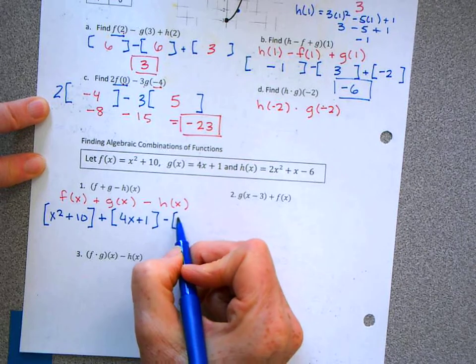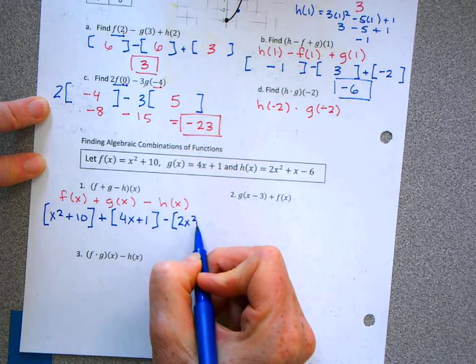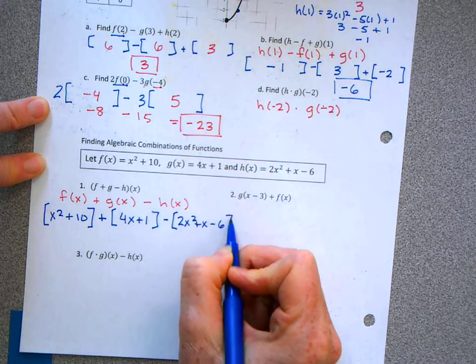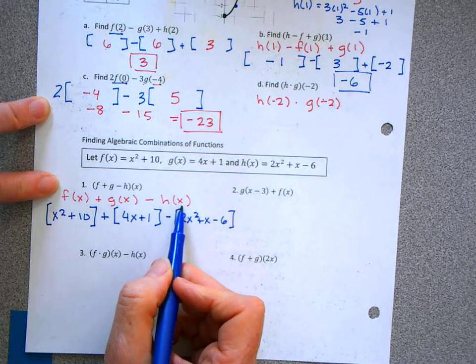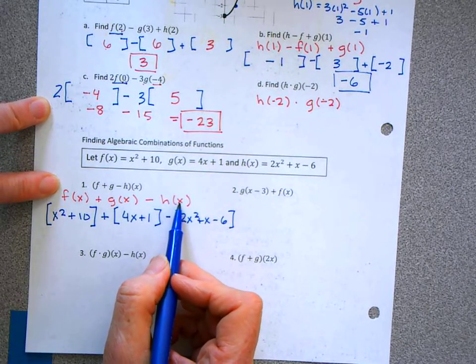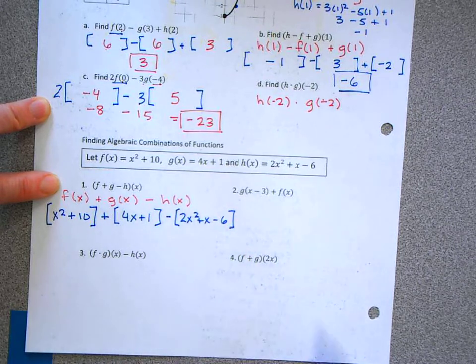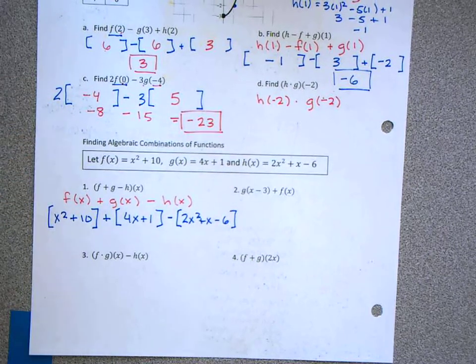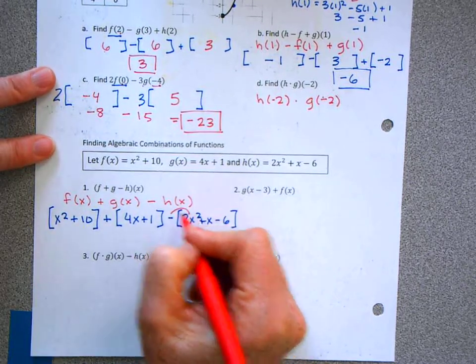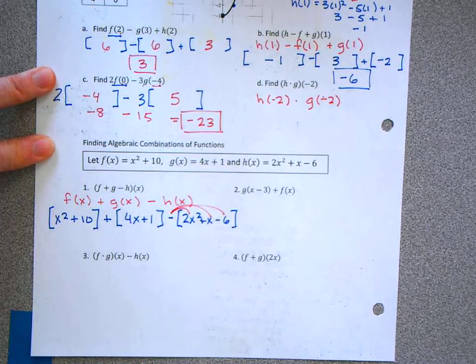Well, h of x is 2x squared plus x minus 6. I'm doing the same thing as I did before, but up above I had a number here, so I input the number. Here it's just an x, so that's what it is. The tricky part here is the negative sign. We have to distribute this negative sign to all three terms.